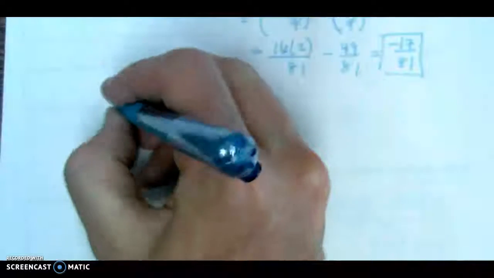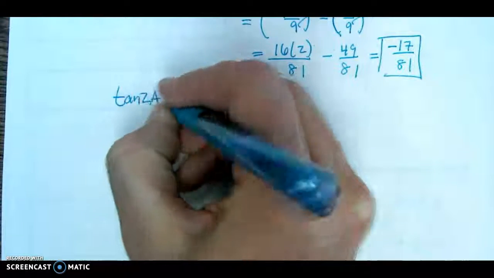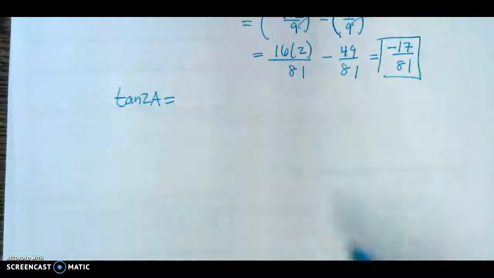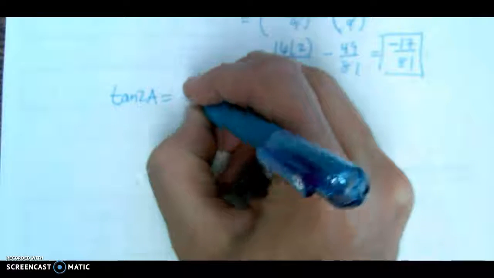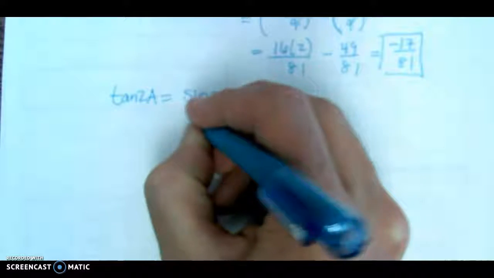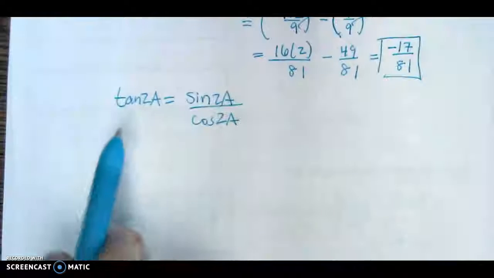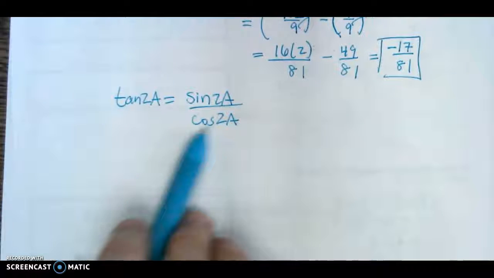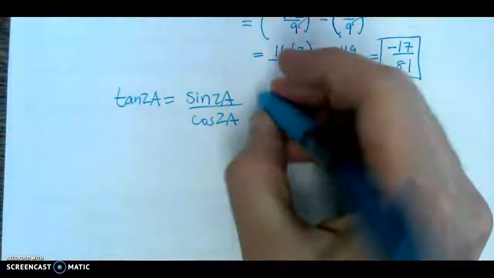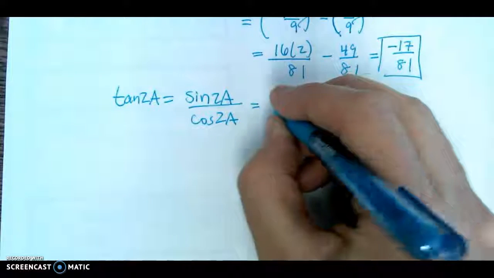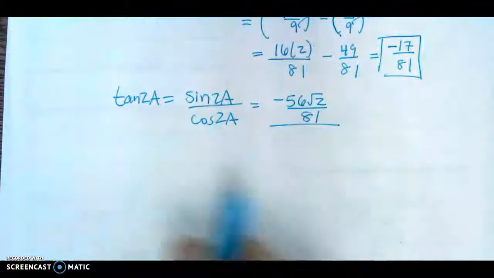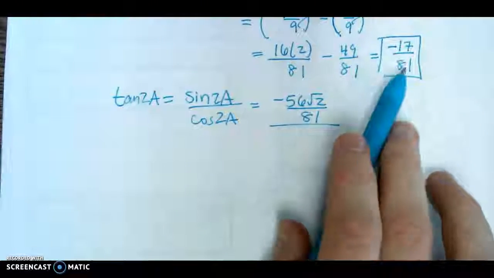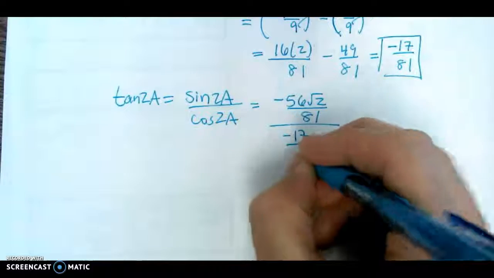Now we're going to find the tangent. So now to find the tangent, you can use one of the properties, or the property that you have on the front. However, it's easier just to do sine divided by cosine. So to find tangent 2a, you can take sine 2a divided by cosine 2a. And we know sine 2a from the problem we just did is 56 radical 2 over 81. We know cosine from the problem we just did is negative 17 over 81.